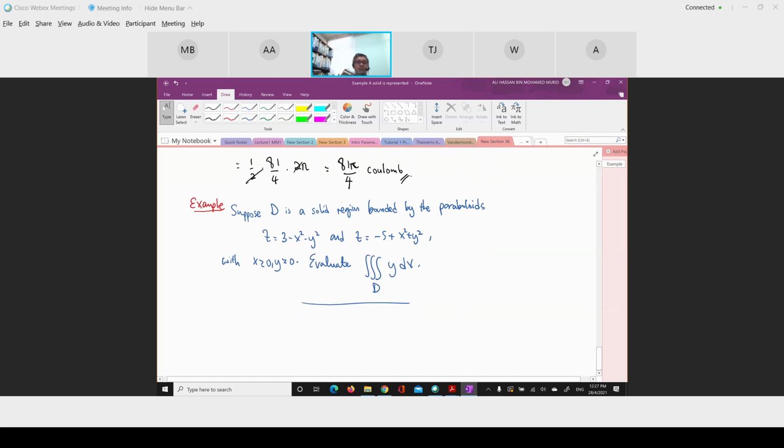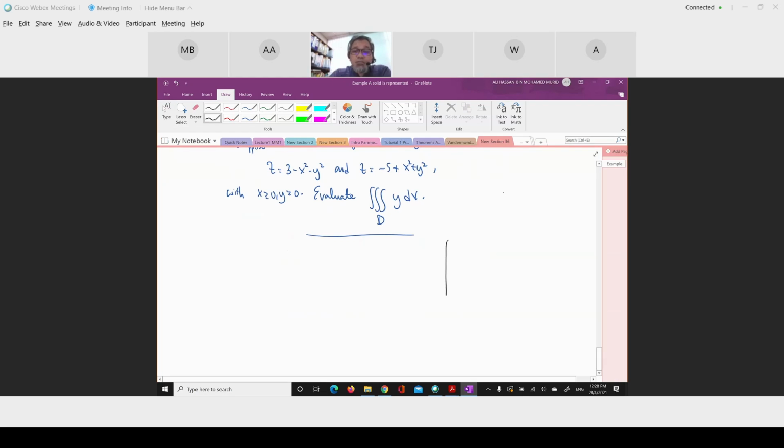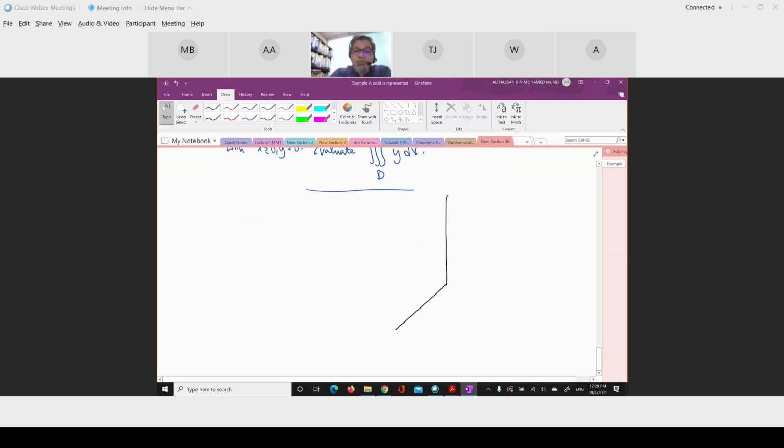What is the first thing we need to do? Draw the diagram. Sketch the object D. These are paraboloids, right? They are common surfaces. We have already discussed sketching paraboloids. We will stop at 12:40 because we did not take a break.